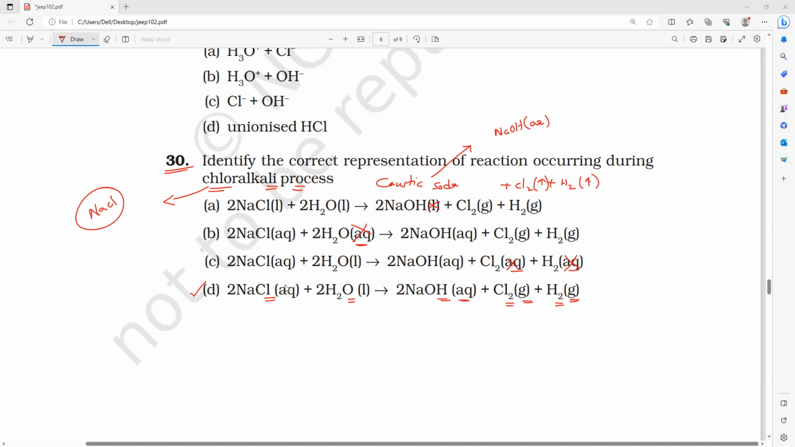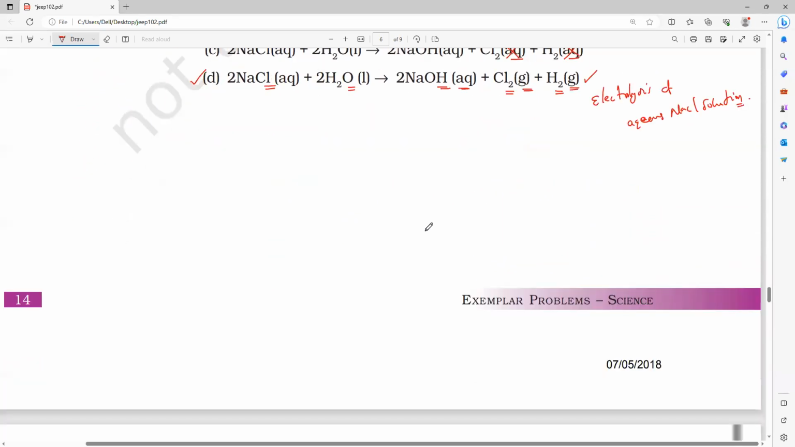Even this we have studied in chapter 1, electrolysis of aqueous NaCl solution. That is the example which we have studied. So this is what it is about. Next.